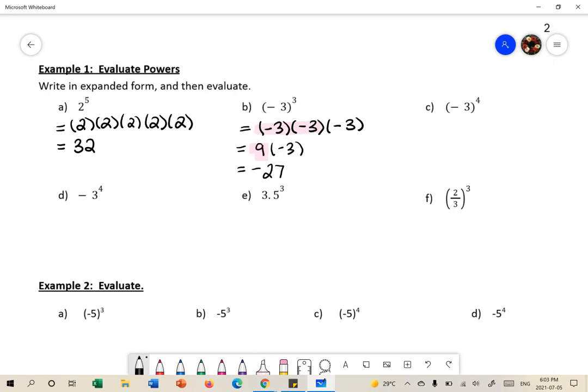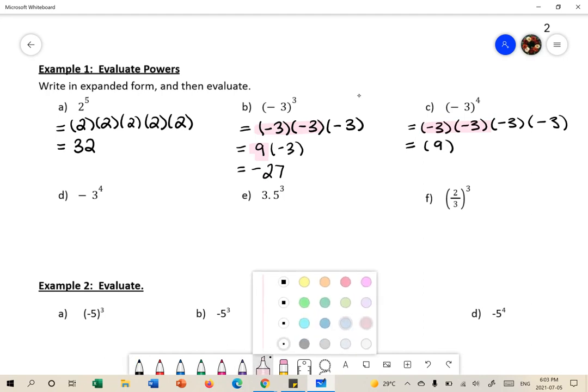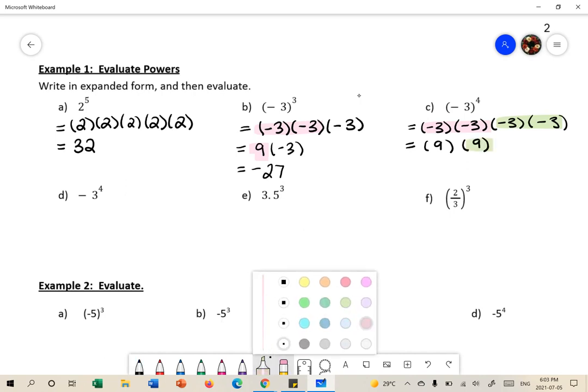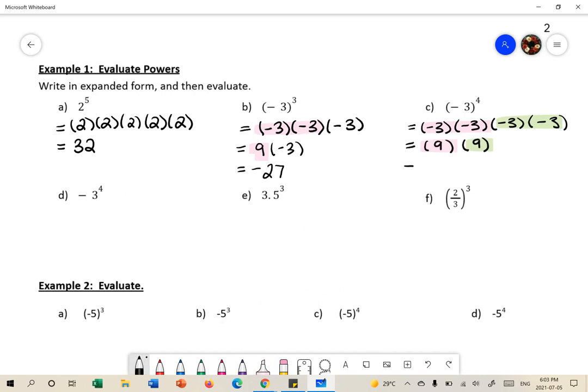Next, negative 3 to the power of 4. In expanded form, that would be negative 3 times negative 3 times negative 3 times negative 3. Simplifying my first two negative 3's together, that would equal positive 9. And then negative 3 times negative 3 is equal to positive 9. And then positive 9 times positive 9 is equal to 81.